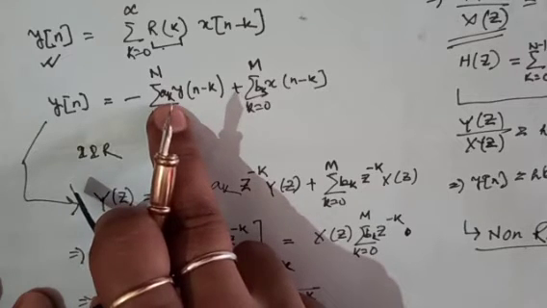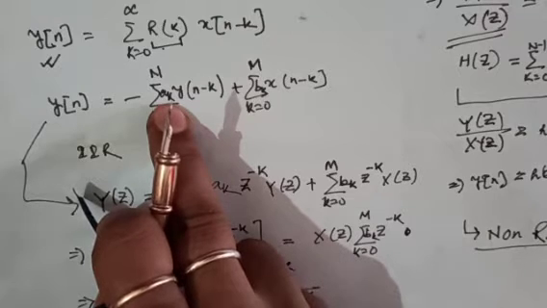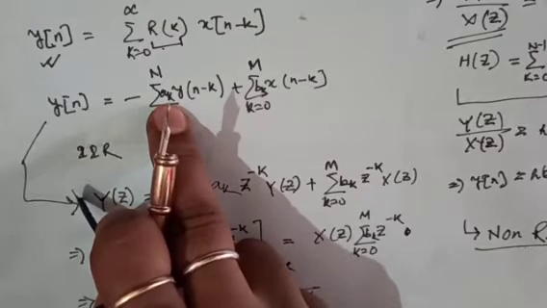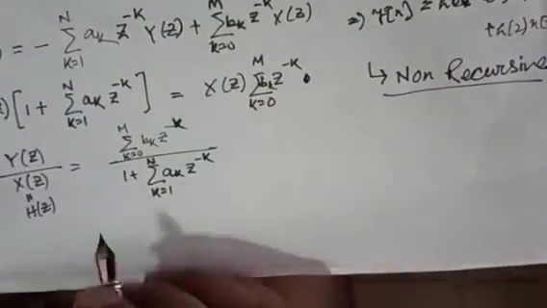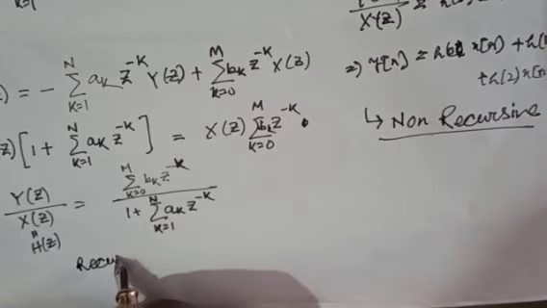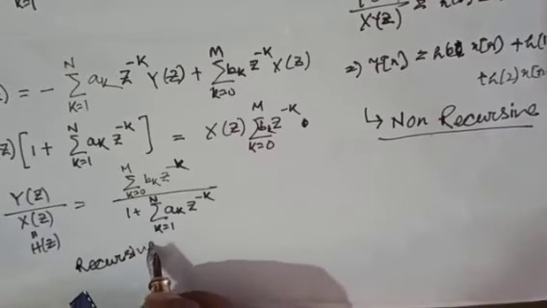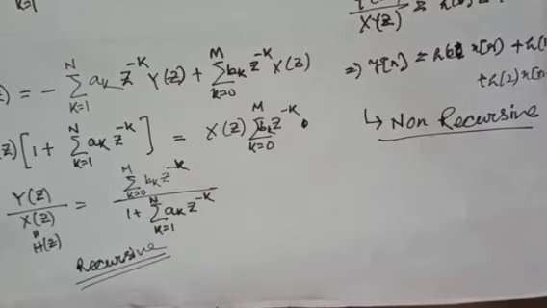Any system that depends on the present input, past input, and also on the past outputs, that means it has a feedback, is called a recursive system. So this IIR is recursive. So in general, by default, the FIR is non-recursive and IIR is recursive.